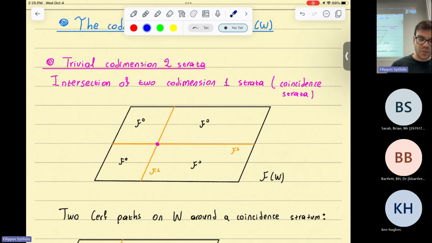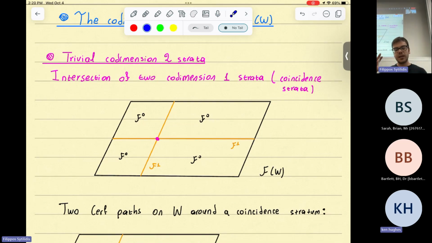And the way I'm going to describe all of this codimension 2 strata is that first I'm going to show you a picture, which is more as a form of analogy. It's going to be a picture of how this strata sits within the space of smooth real valued functions.